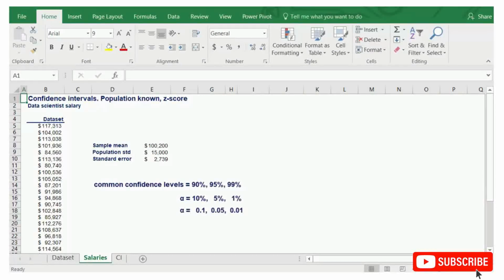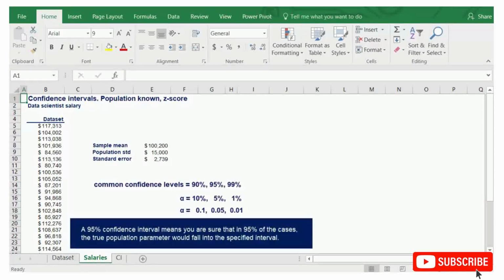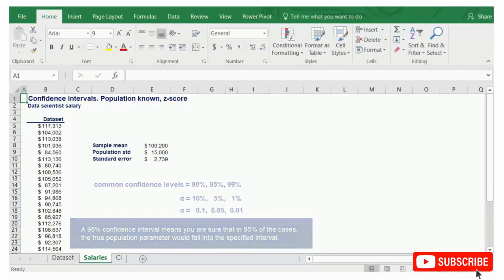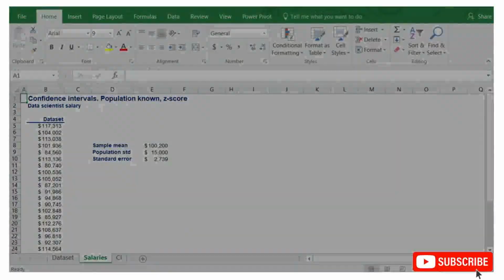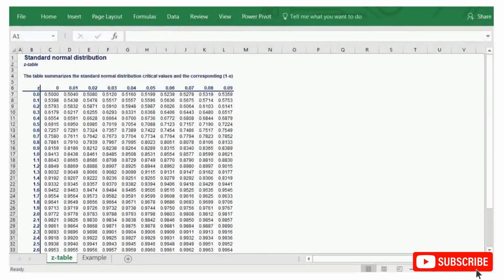Keep in mind that a 95% confidence interval means that you are sure that in 95% of the cases, the true population parameter would fall into the specified interval. The z of alpha comes from the so-called standard normal distribution table. It is best to first see it and then comment on it. Let's say we want to find the values for the 95% confidence interval. Alpha is 0.05. Therefore, we are looking for z of alpha divided by 2, or 0.025.